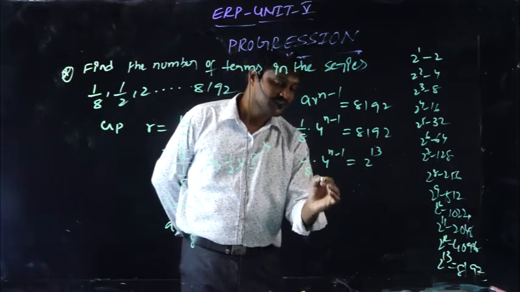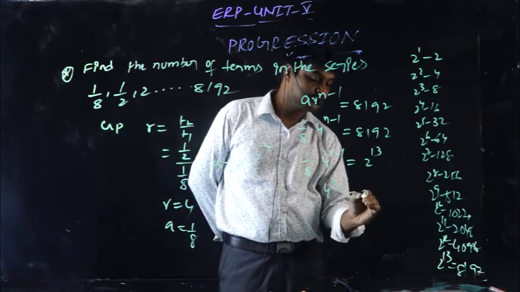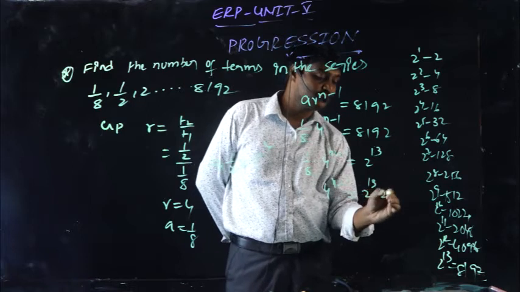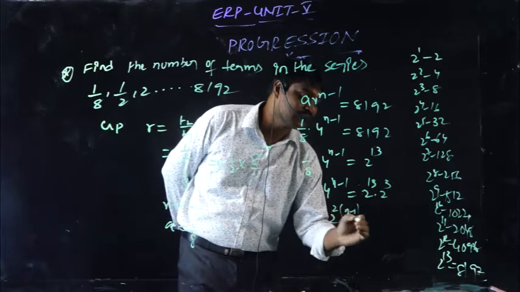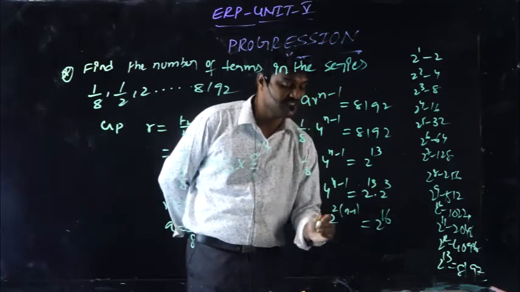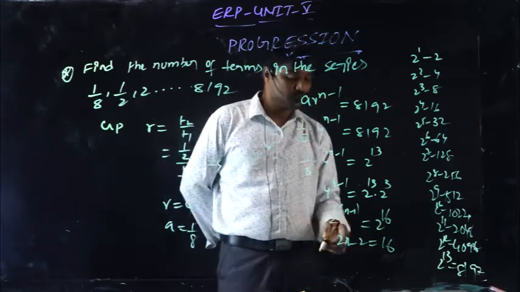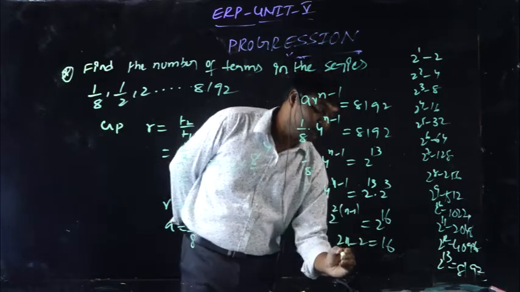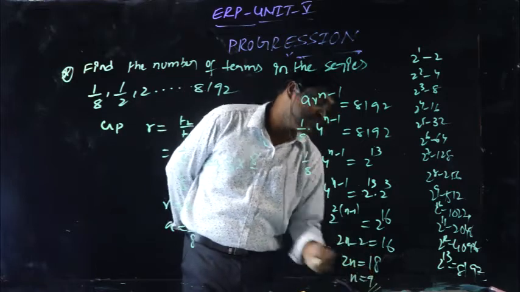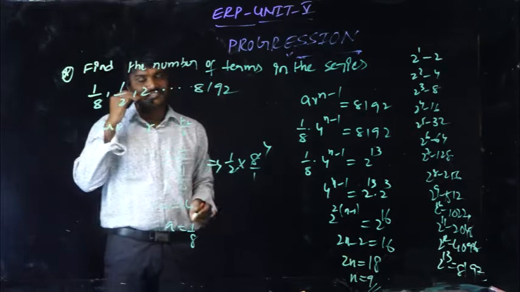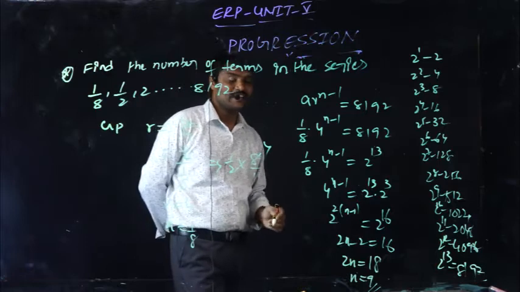So here 4 power n minus 1 equal to 2 power 13 into 2 cube, and 4 power n minus 1 is 2 square into n minus 1. So that is 2 power 16. So 2n minus 2 equal to 16, so 2n equal to 18. So n equal to 9. That means 9 terms in this series. The ninth term is 8192.